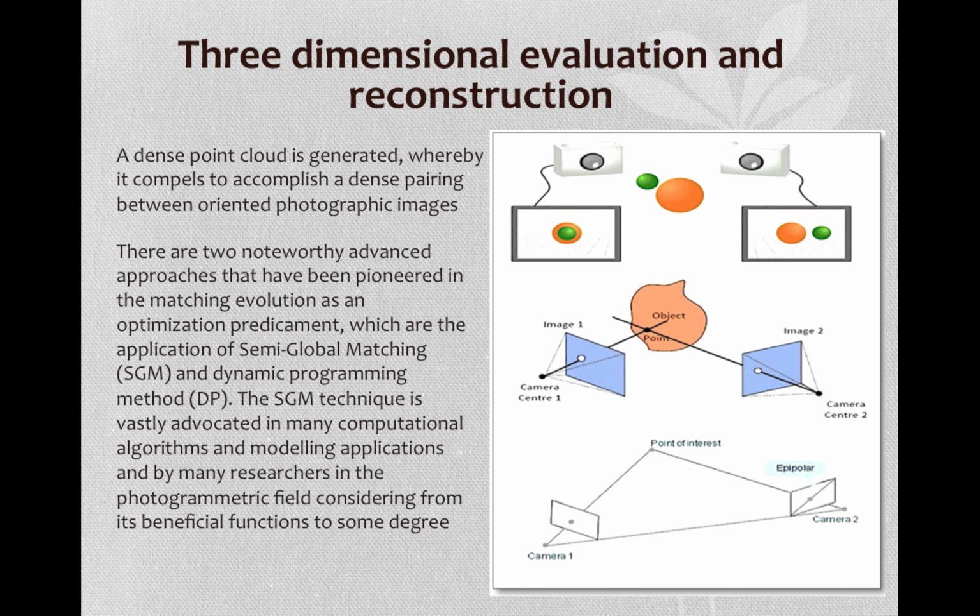The utilization of images in a remake of a 3D model requires various interdependent techniques. This photogrammetric procedure is called image-based modeling, IBM. Fundamentally, a dense point cloud is generated, whereby it compels a dense pairing between oriented photographic images. There are two advanced approaches that have been pioneered in the matching evolution, which are the application of semi-global matching, SGM, and the dynamic programming method, DP.